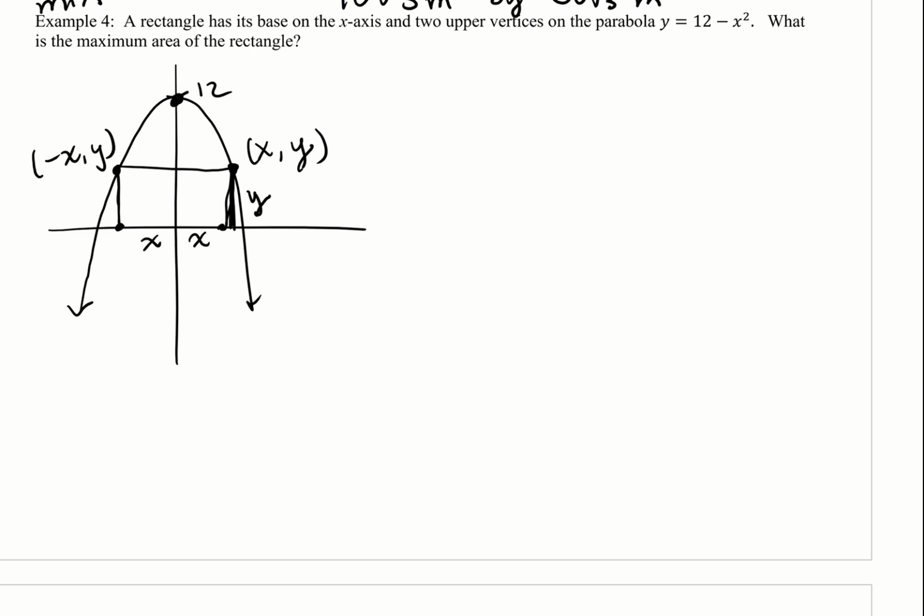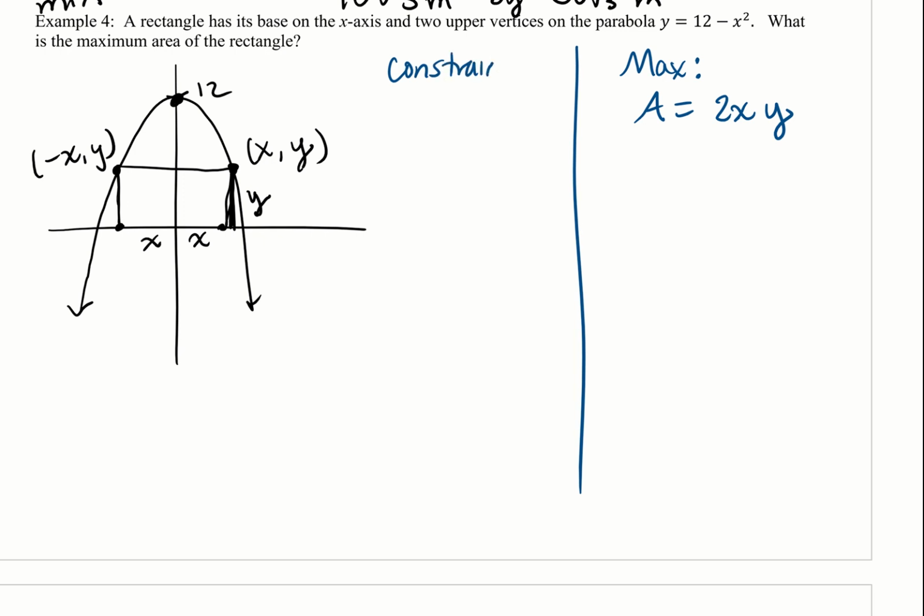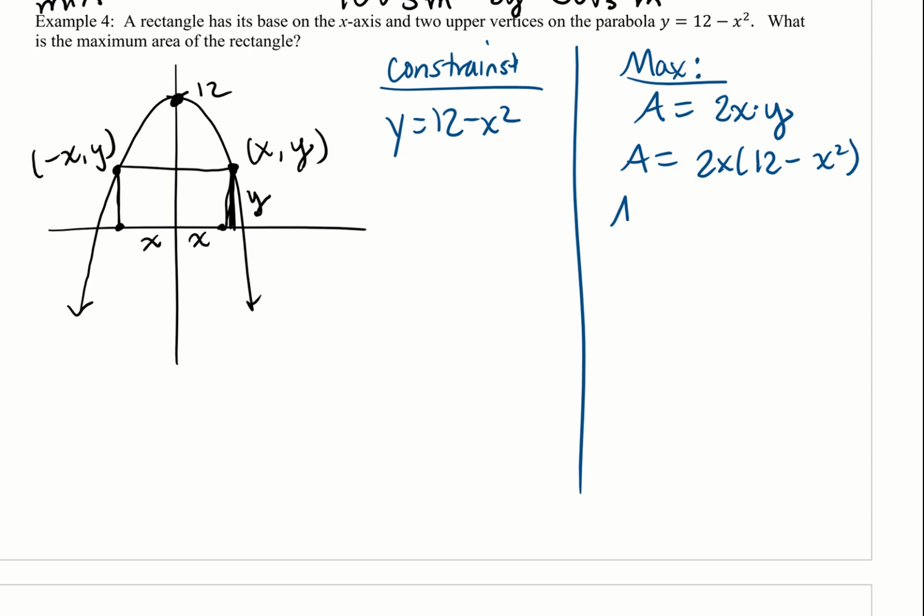So what I'd like to maximize is the area, which is length of 2x times the height of y. My constraint is my parabola. This tells me the relationship between x and y that I have to make sure stays true. 12 minus x squared is another way to describe y. Because I am going to need to take a derivative of whatever I'm optimizing, max or min, I don't love the two variables over here, so I'm going to replace y with what it's equal to, which is 12 minus x squared.